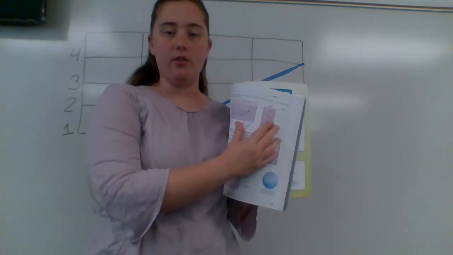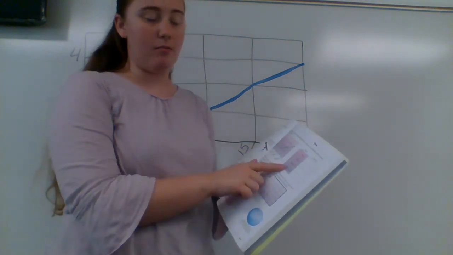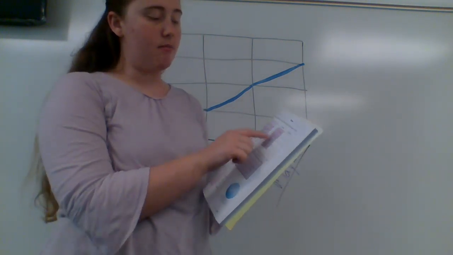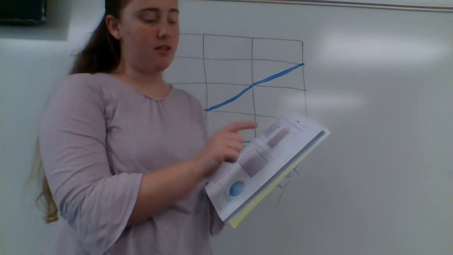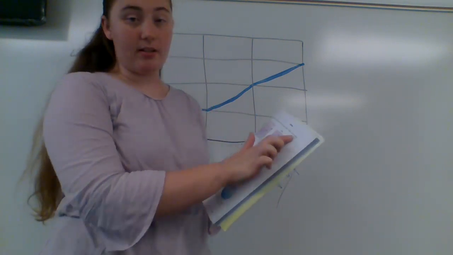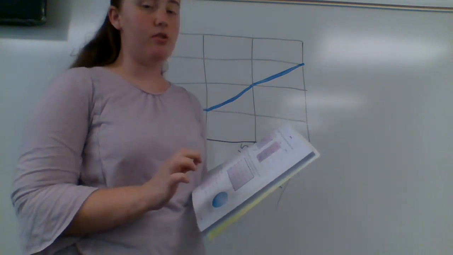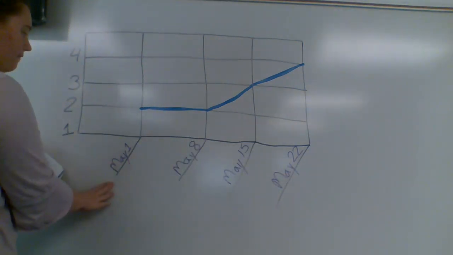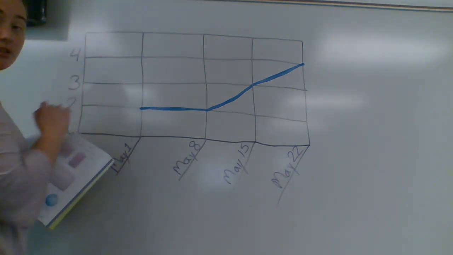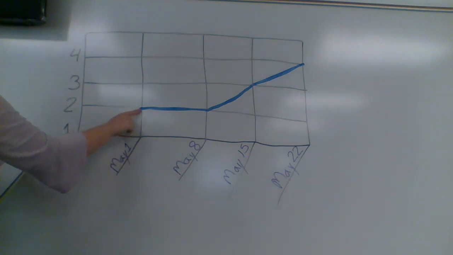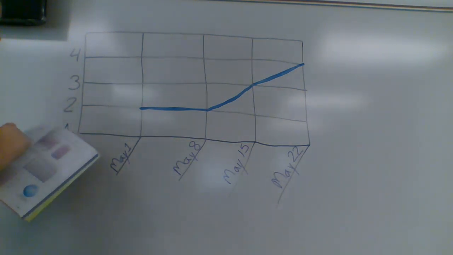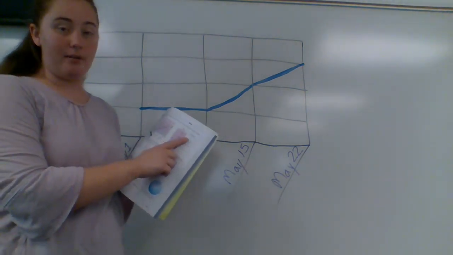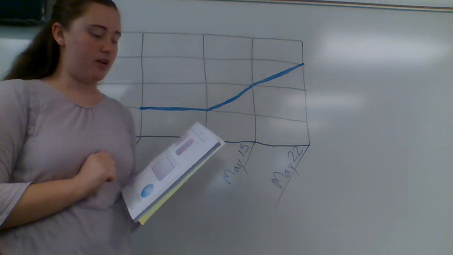So right here, next to that graph in number 1, we have the date, May 1st, May 8th, May 15th, May 22nd, and then over here it says hours. So they want you to fill in on May 1st how many hours was spent. Well, if we have this dot right here, I can go back and say that's 2. So on May 1st, go ahead and put 2 hours right there.